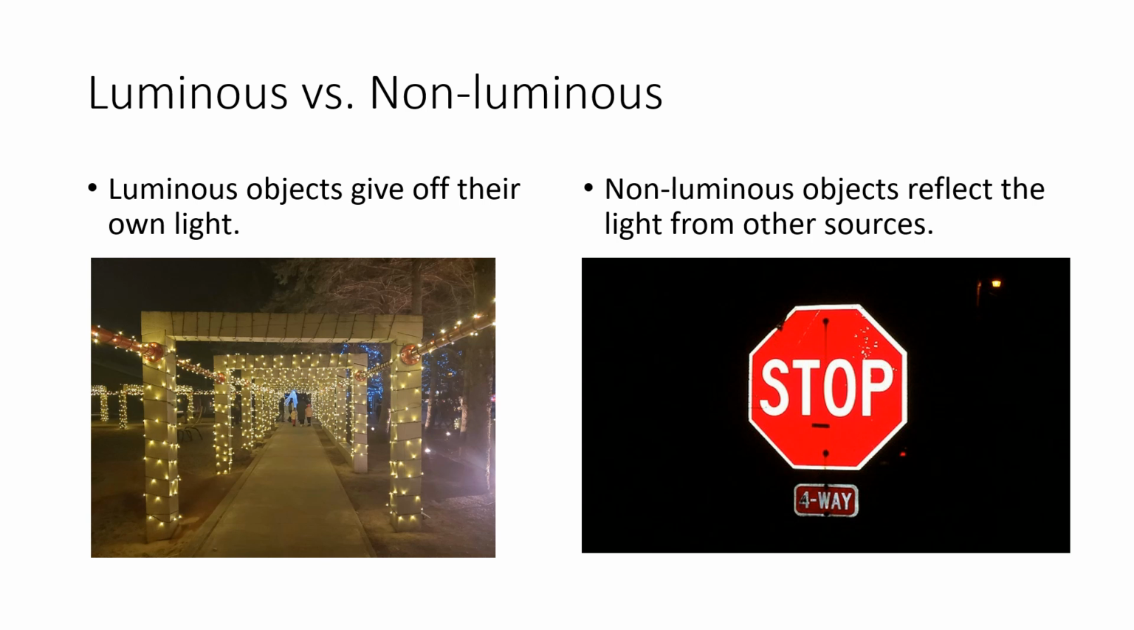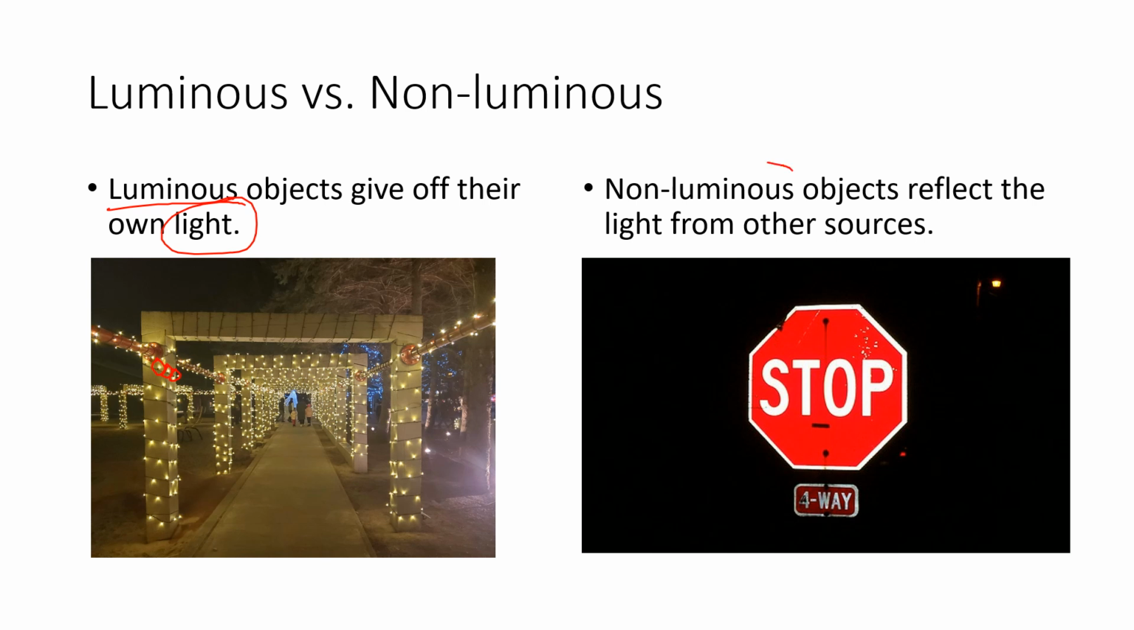So now let's look at sources of light. Where does light come from? Well, you've got two options. One is objects that are making light or giving it off through some process, and we call those luminous objects. So all these little LED lights in the wintertime here are giving off their own light.